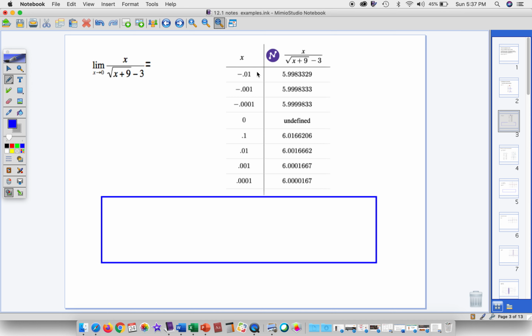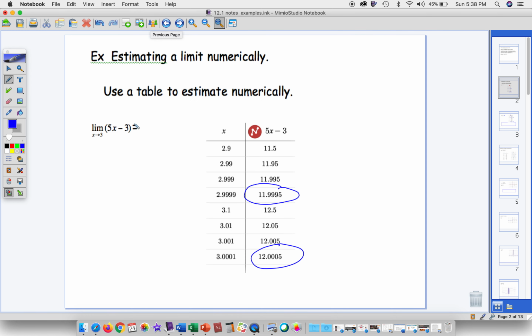If we look on either side of 0, here I'm choosing values from the left-hand side. As we get closer and closer to 0, you can see what the y value is approaching. Looks like 6. Let's check it from the right-hand side. As we get closer and closer to 0 again, our y values are getting closer and closer to 6. So the limit as x approaches 0 of this function is equal to 6. And that last one, I didn't put it here, but this limit would be equal to 12.